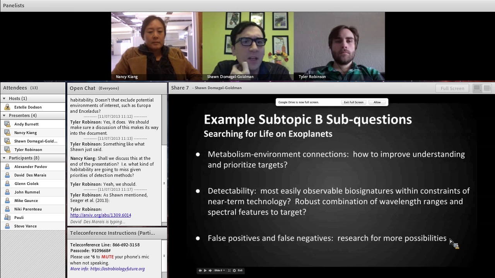Robust combination of wavelength ranges and spectral features to target. Because keep in mind, pretty much until we send that probe, all we're getting is a spectrum, different colors of light, and we're analyzing those different colors to find out what chemicals are in the atmosphere, what's on the surface, and what those two things mean for the presence of life on the planet.